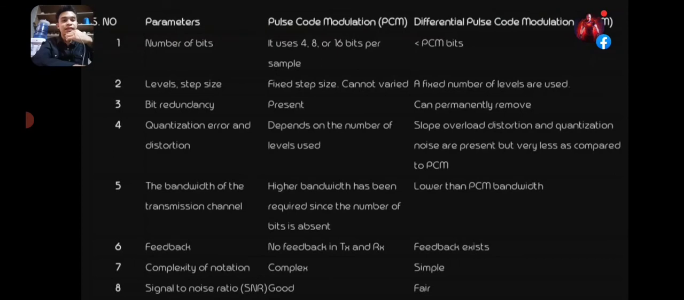Here is the difference between PCM and DPCM. Its parameters: number of bits, levels, step size, bit redundancy, quantization error and distortion, the bandwidth of the transmission channel, the feedback, complexity of notation, and signal to noise ratio or SNR.